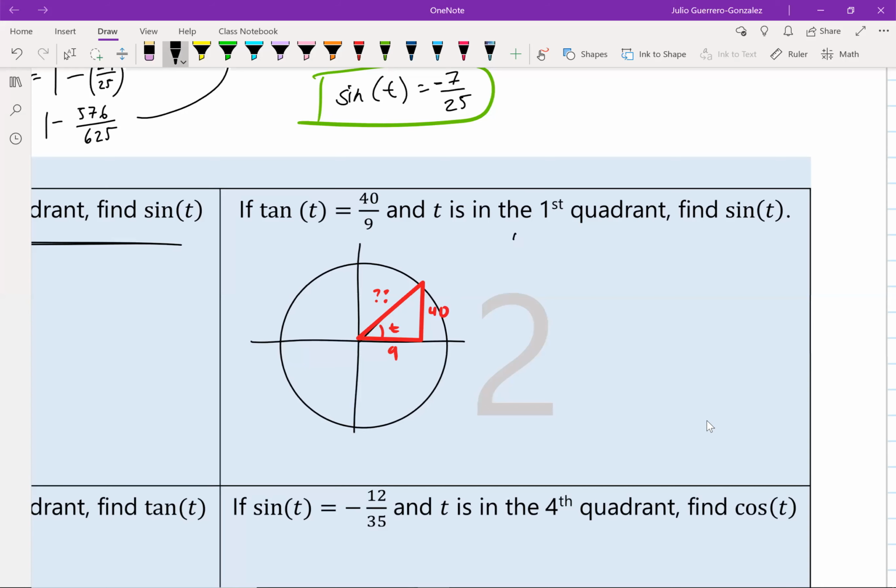So 40 squared plus 9 squared is equal to our c squared, right? So 40 squared, that is 1600, plus 9 squared is 81, is equal to c squared. So 1681 is equal to c squared. Take the square root of both sides, right? And this should be 41. Let's double check.